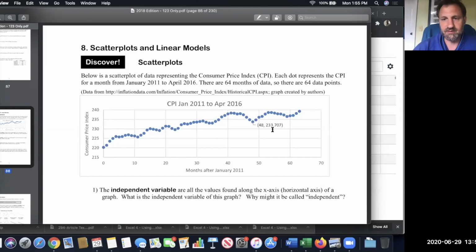And one of the things about the scatter plot is that it shows the variation in a visual way. So, if you were given a table of 64 data points, your eyes might start to bleed or something. But here you can see it kind of going up and down, but in general, it's going up.